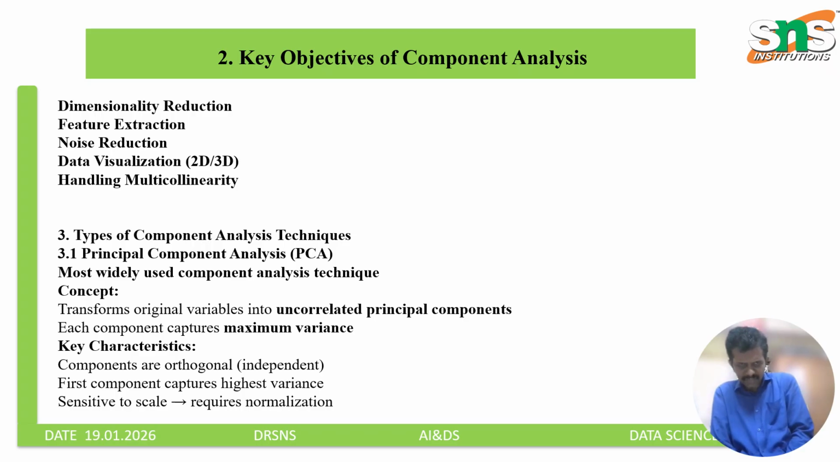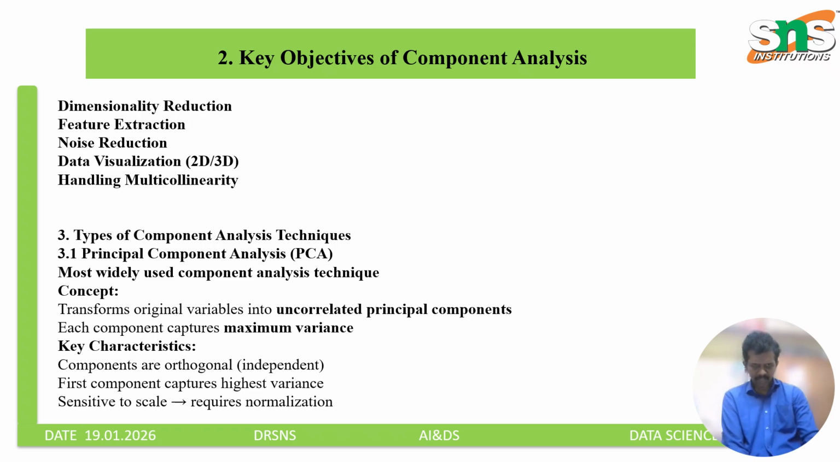What is the concept of this? We transform the original variables into uncorrelated principal components. Why? Because each component can capture the maximum variance. The original variables are converted into non-correlated principal components, and that is the reason.